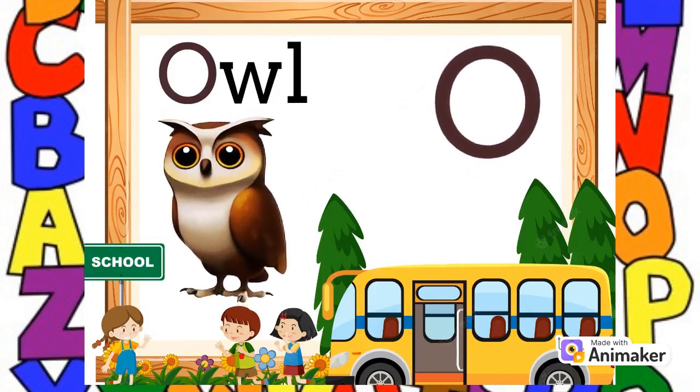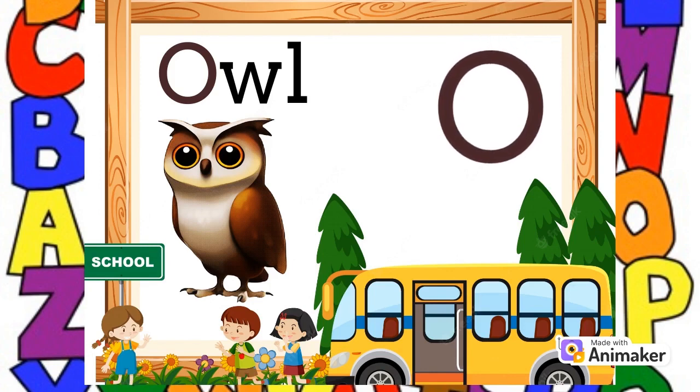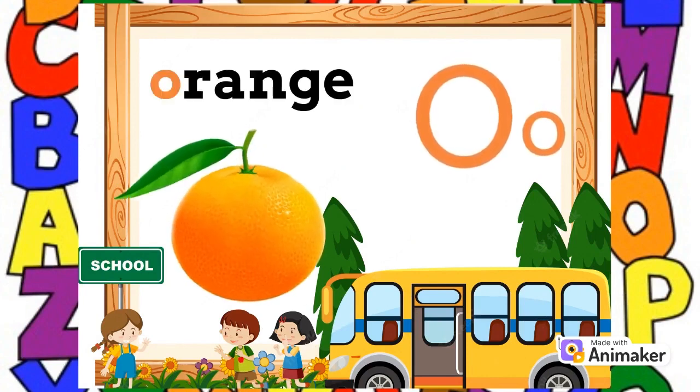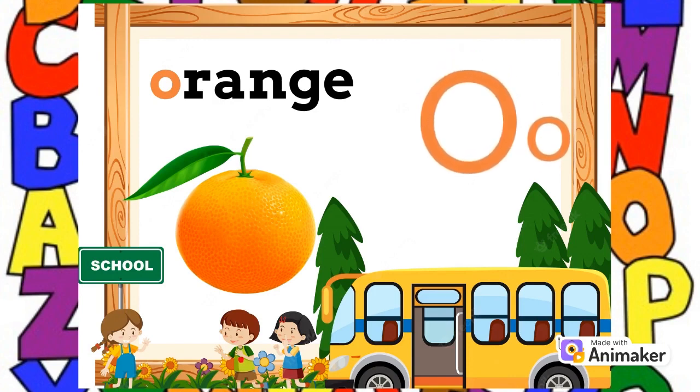O. Capital O. O for owl. O. W. L. Owl. O. Capital O. Small o. O for orange. O. R. A. N. G. E. Orange.